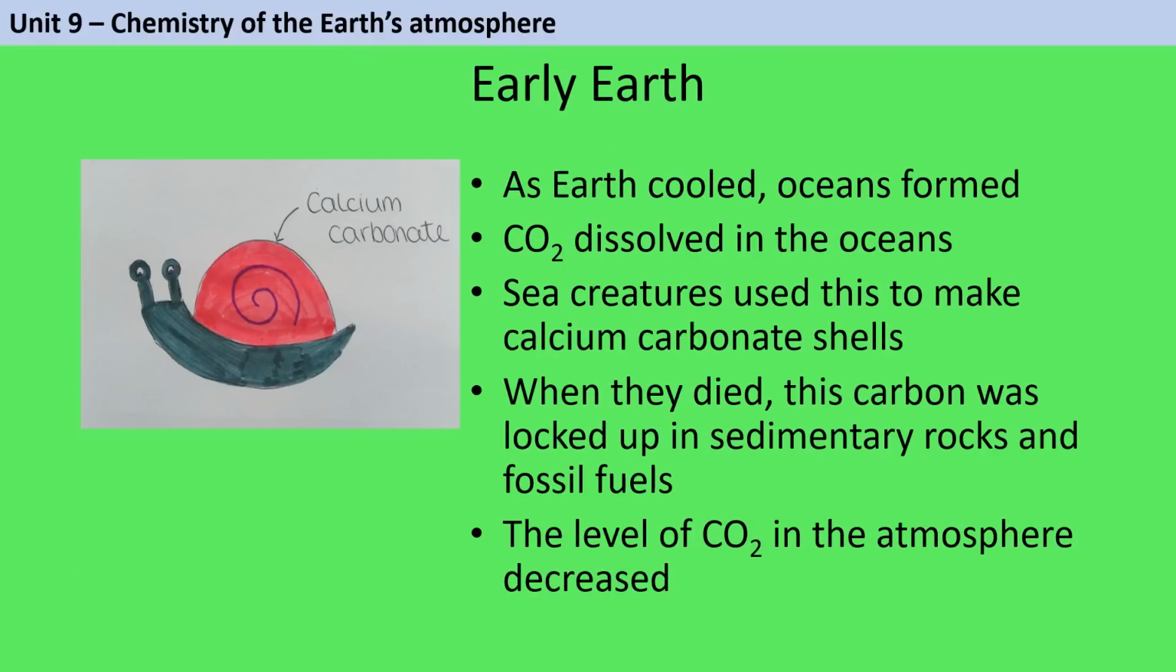As time went on, the Earth cooled down and then oceans formed. So carbon dioxide started to dissolve in those oceans, and then plankton, tiny sea creatures, used that carbon dioxide dissolved in the oceans to make calcium carbonate shells.